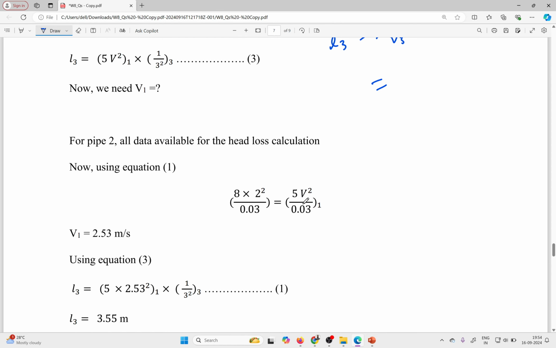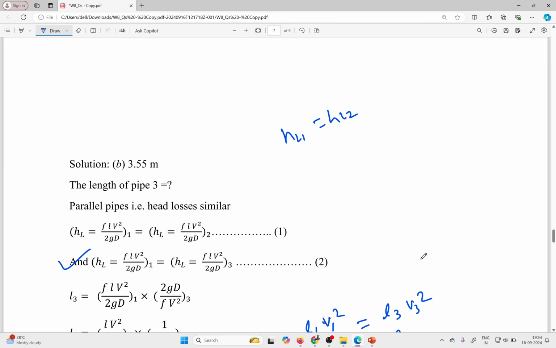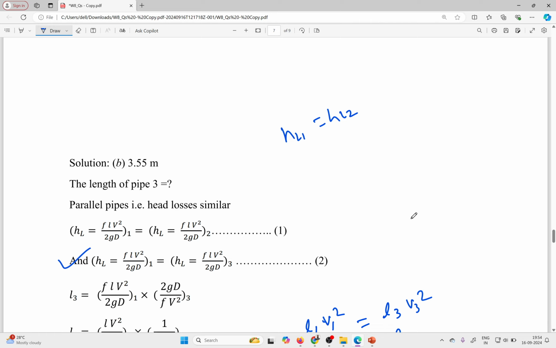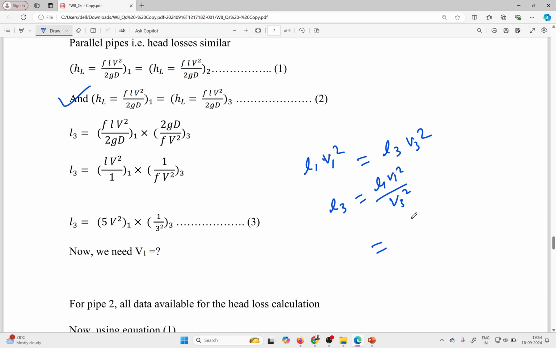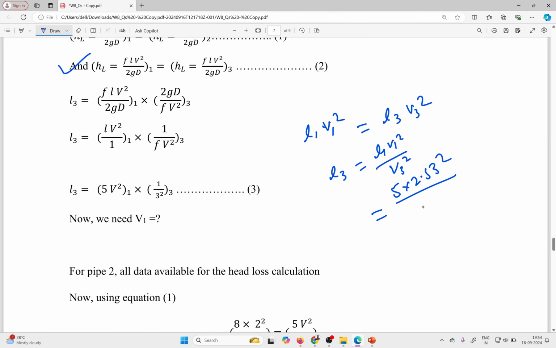So V1, if you calculate it, will come around 2.53 meter per second. You can check if there is any mistake in the calculation, but the concept is like that. So L1 is 5, V1 is 2.53 squared, and V3 is given as 3 meter per second. So now you can easily get your L3.